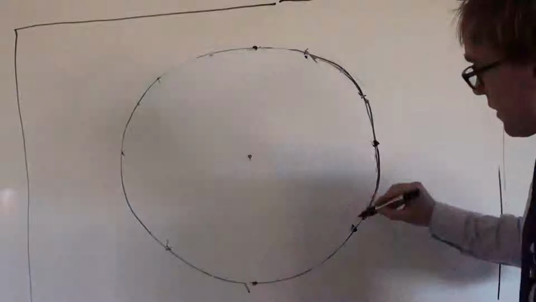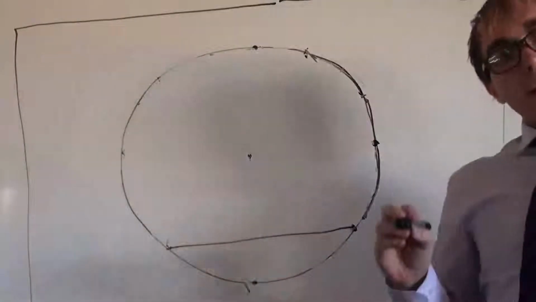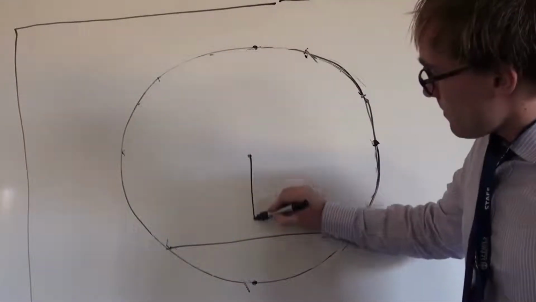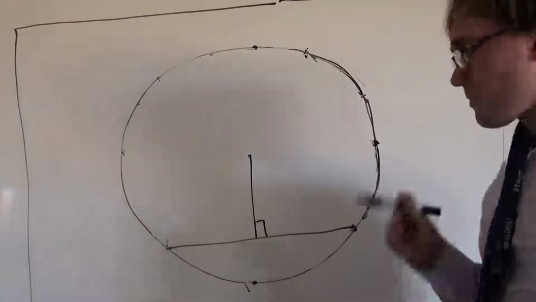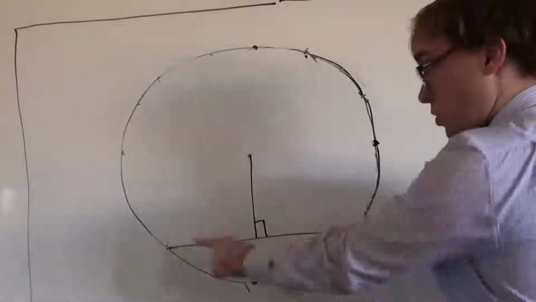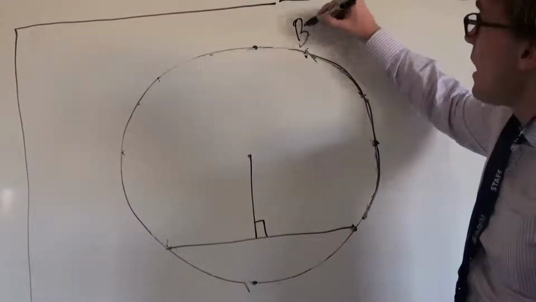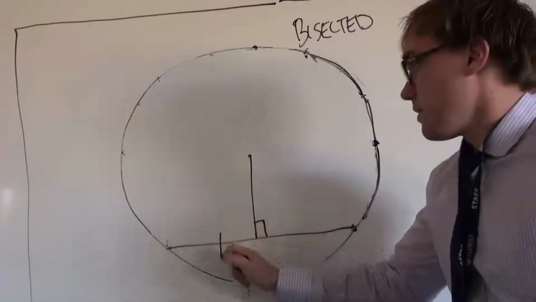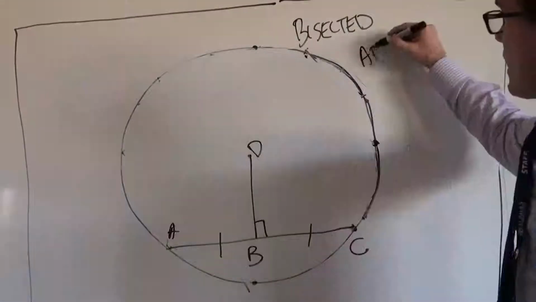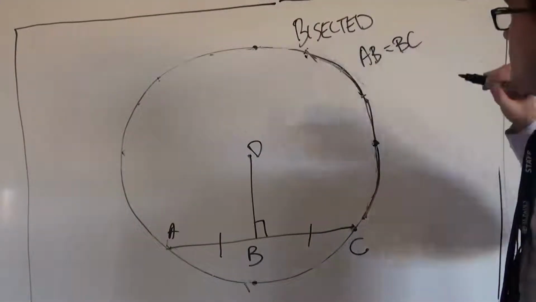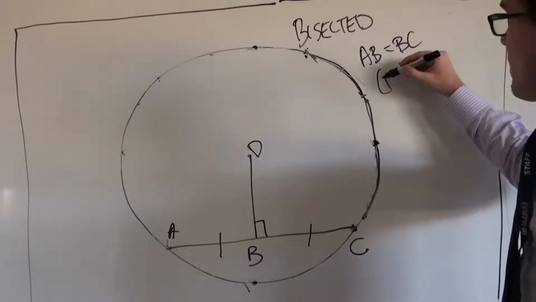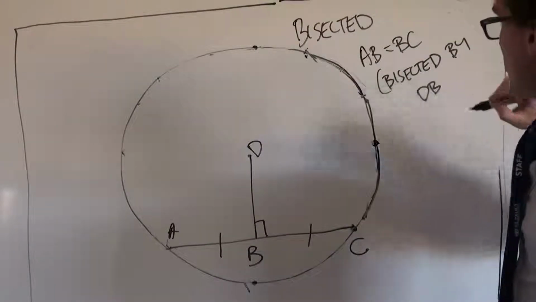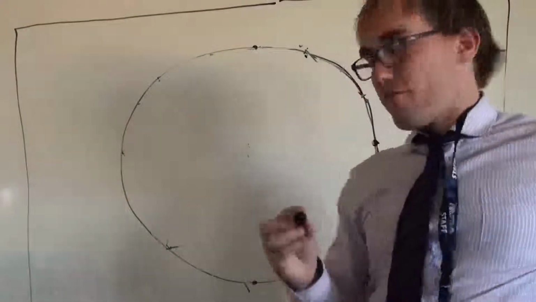Right. If you have a chord of a circle, and your radius comes to a point where it touches perpendicular to this chord, perhaps like this. The next phenomenon of the circle is that this chord is bisected. Bisected. That means that it is cut in half equally. So that equals that. AB equals BC, bisected by DB.